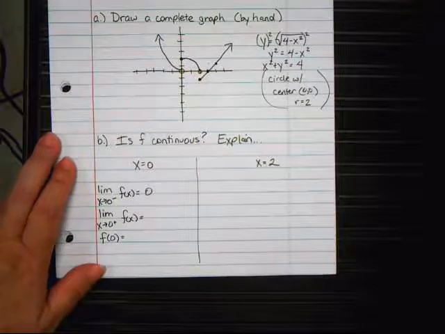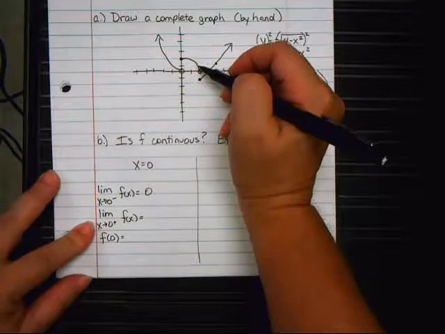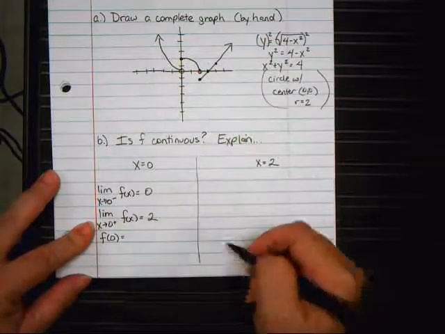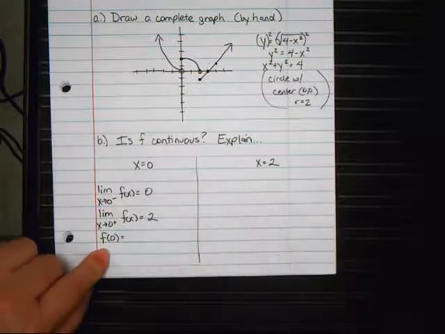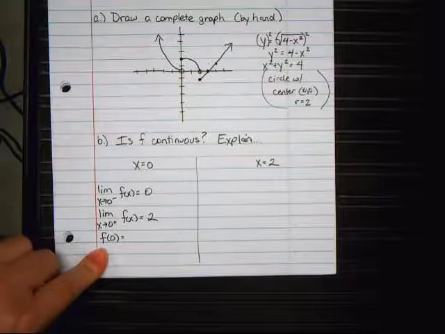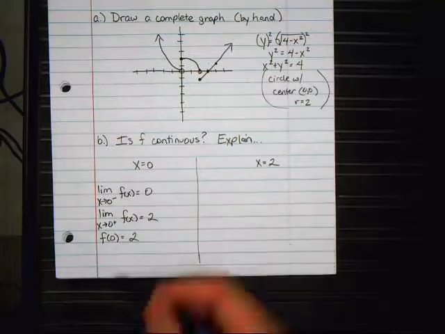Okay? 0 from the right, we're looking at the quarter circle. What is the limit as you approach from the right? It's 2, isn't it? Now, how do you find f of 0 from the picture? Where's the dot? And the dot is where? At 2. Okay, so in order to be continuous, those have to be the same.